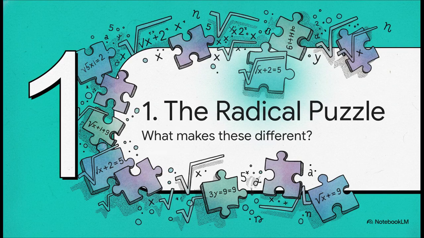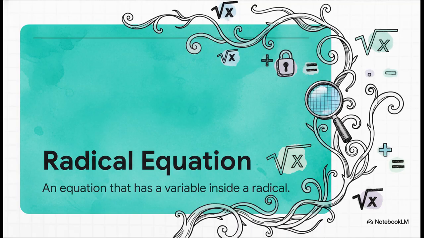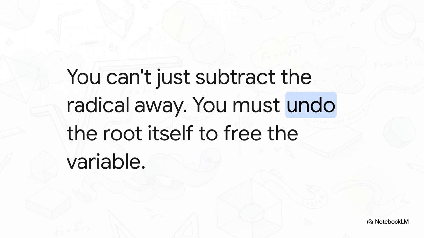Ready? All right, first things first, the radical puzzle. What's the big deal with these equations? What makes them so different from other stuff in algebra? Well, a radical equation is exactly what it sounds like. It's an equation where the variable, the x you're looking for, is literally trapped inside a radical sign. Usually that's a square root. And that's the real challenge, right? You can't just add or subtract the radical symbol to get it out of the way. To free that variable, you have to actually undo the root itself. And that takes a special trick.